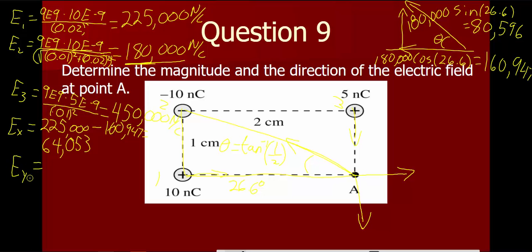And then the y. Well, we have, sorry, not x. We're looking at the y. We have this guy going down, so we call that negative. And then we have this guy going up, and we call that positive, so it's 80,596 minus our 450,000, and so we should get a big negative number of how much? 99,444.